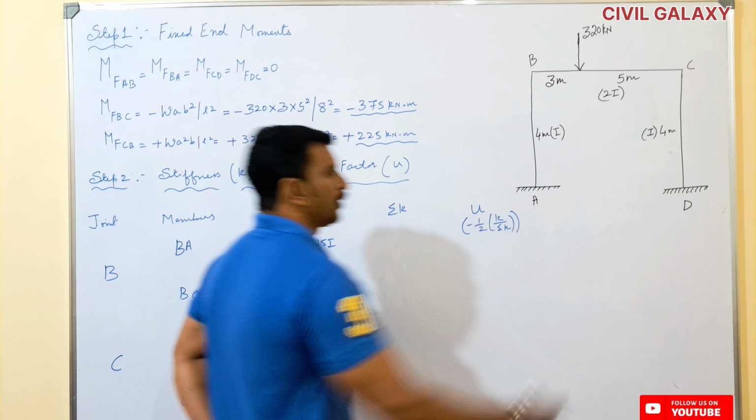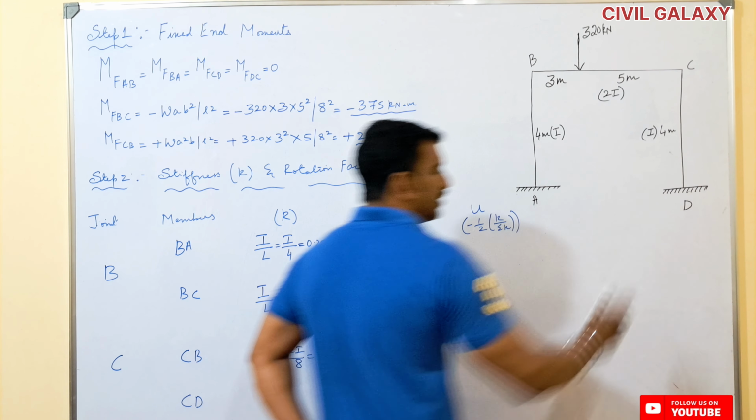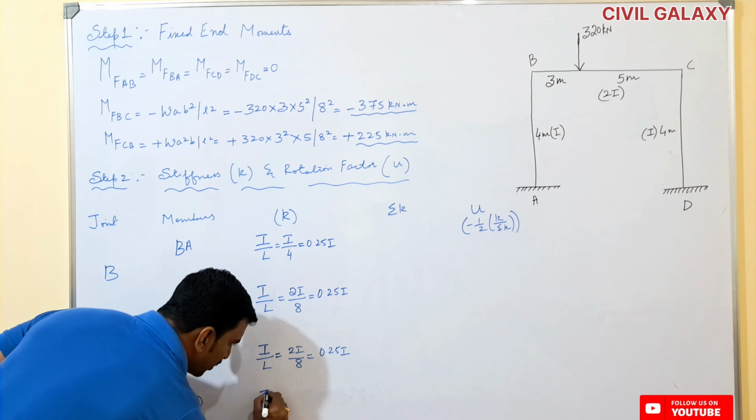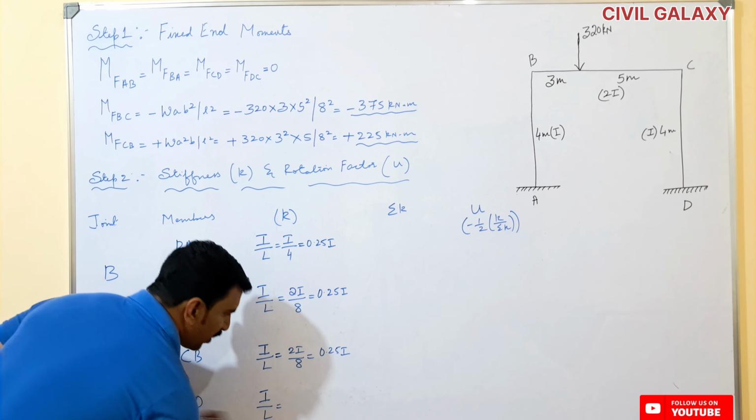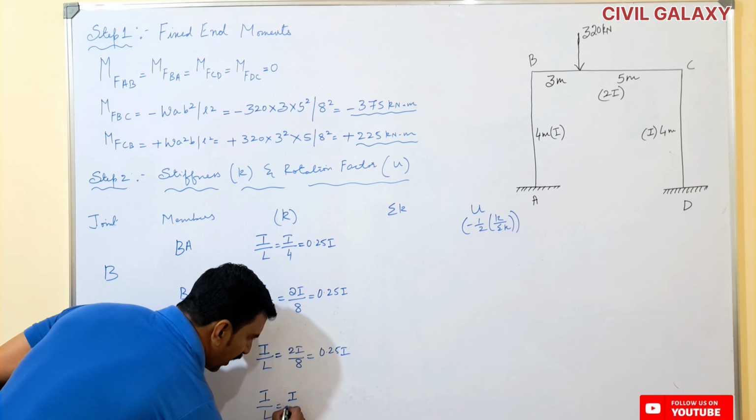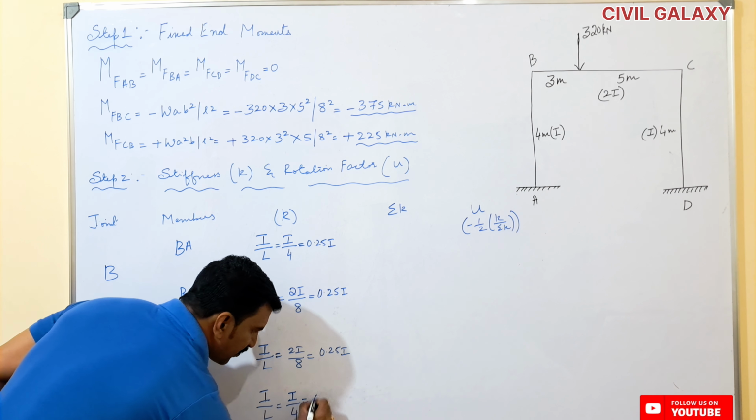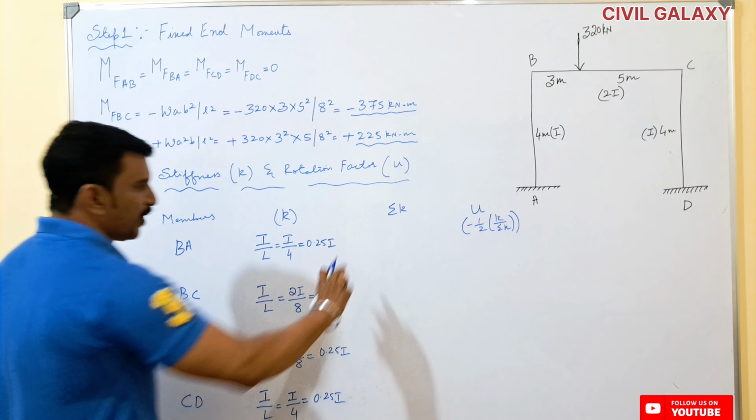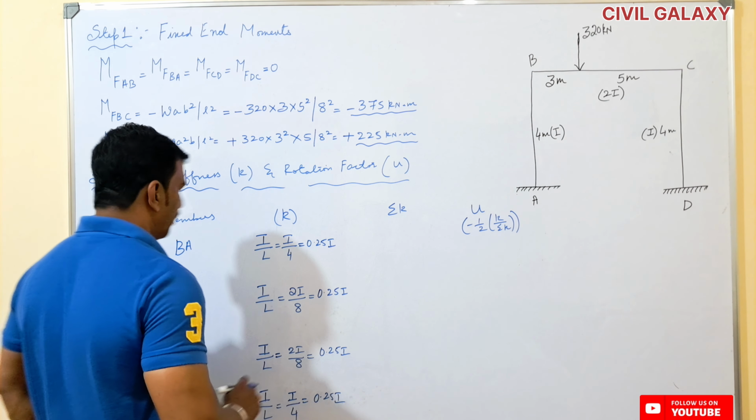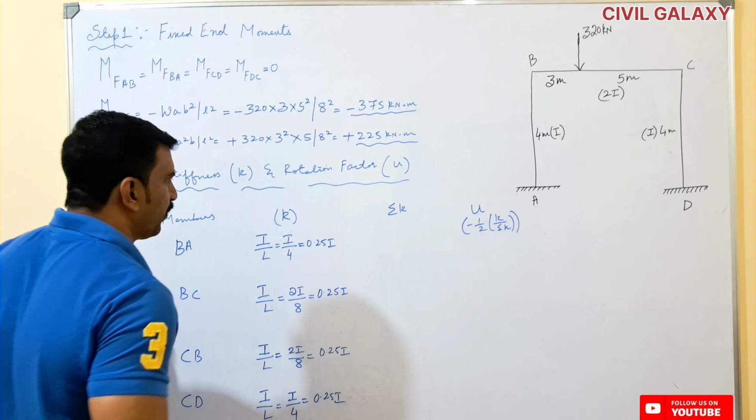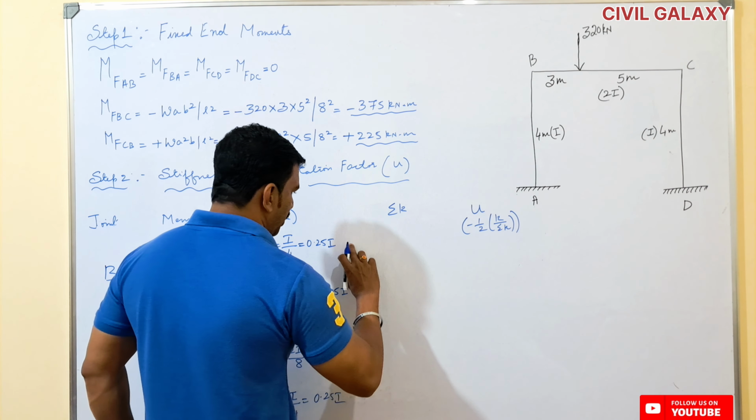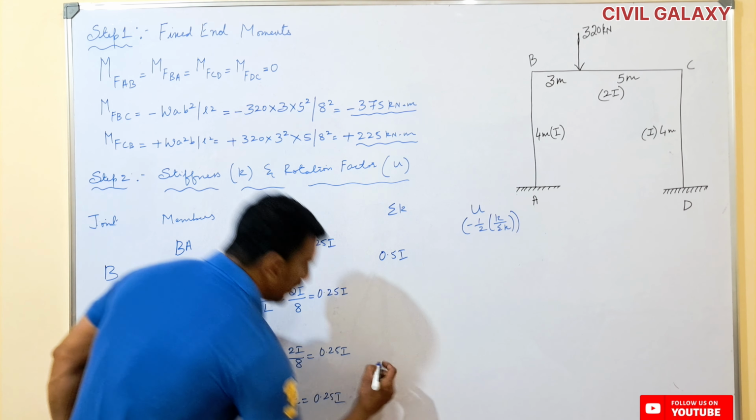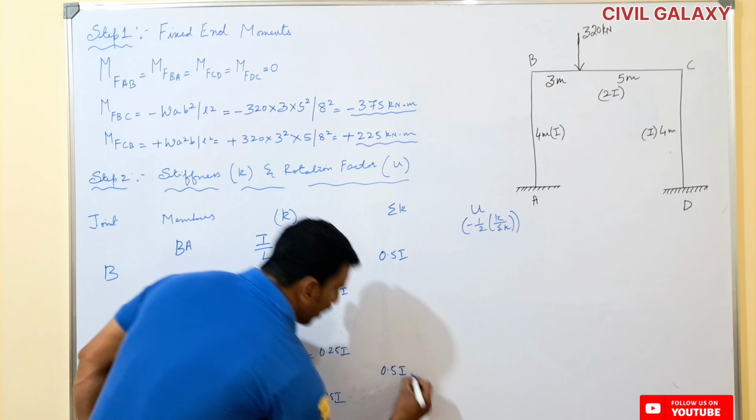Now for member CD, C is the near end and D is the far end. Since the far end is fixed, again the stiffness will be equal to I upon L. So here I upon the total length, which is 4 meters, will be equal to 0.25 I. Now we have to take the summation of these two for the joint B over here. So for joint B, the summation of stiffness will be equal to 0.5 I.